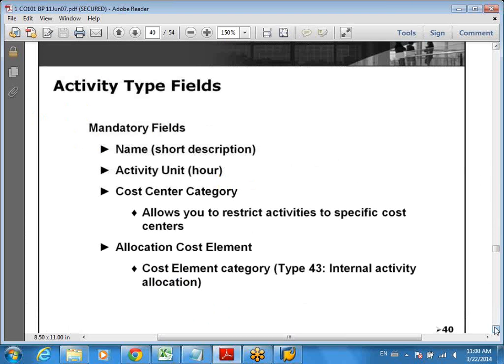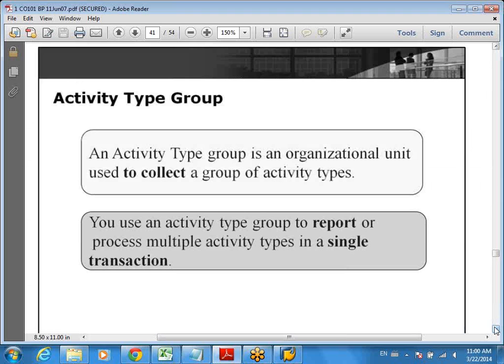In the activity types, the mandatory fields are the name and short description. The activity unit is an hour, and the cost center category allows you to restrict the activity. Look at what category it is, and the allocation cost element. Cost element is typically what we talked about. What is the cost element category? Type 43 is typically for internal activity. These are the different types of activity, cost element categories, or cost center categories.